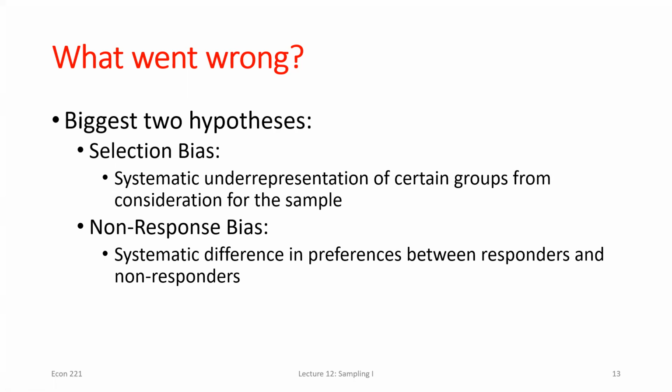It's often easy to deal with these, right? If I want to eliminate the selection bias, well, I just send 5 million cards to Republicans, 5 million cards to Democrats, right? And now I'm good. But the non-response bias is a little bit more difficult.